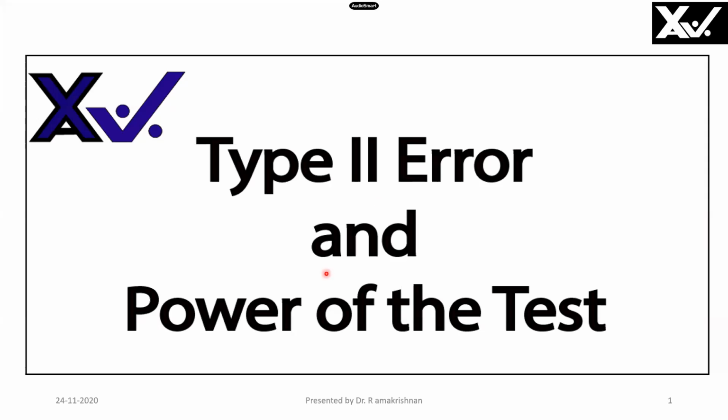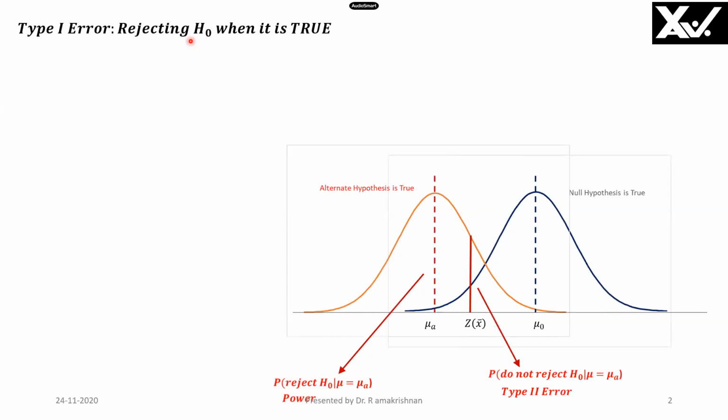Dear viewers, today we will see type 2 error and power of the test. We will see first what is type 1 error. We will visualize this. It is rejecting the null hypothesis when it is true.